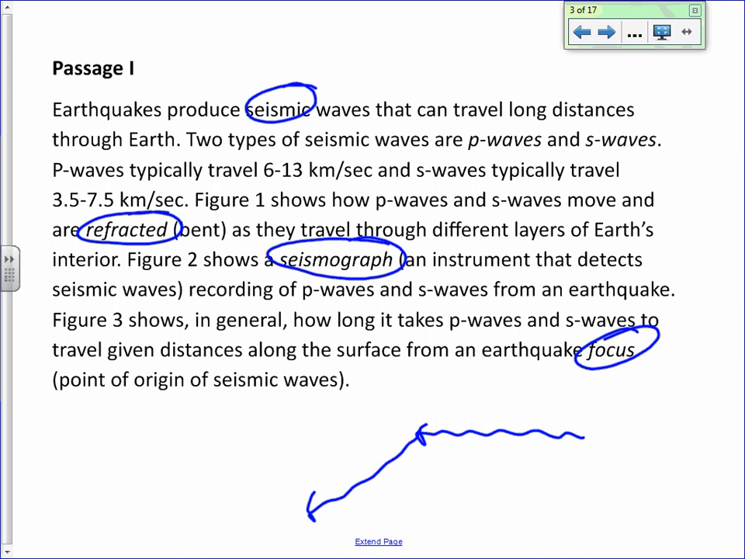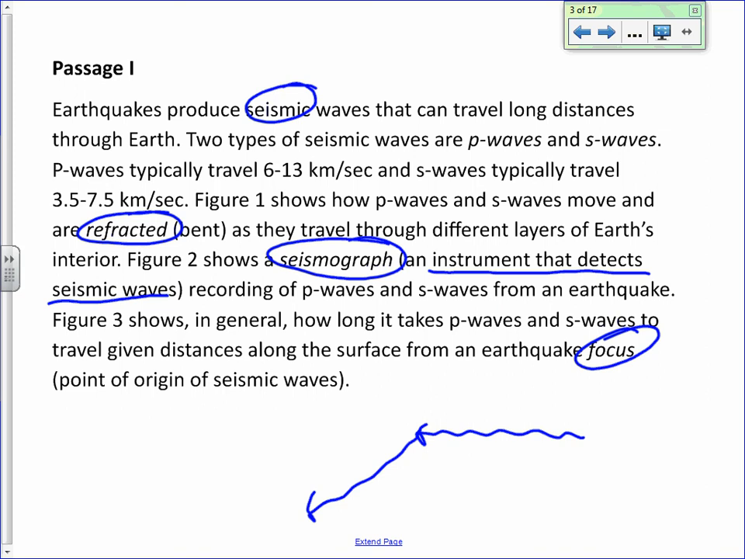Another word, seismograph, is identified for us. It's an instrument that detects seismic waves. All right, it's an instrument that detects waves. When we say the word seismic, we didn't cover this one yet. Earthquakes produce seismic waves that can travel over long distances. Does anyone know what that word seismic means?